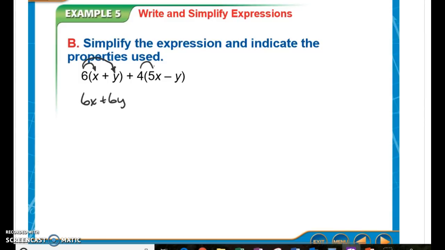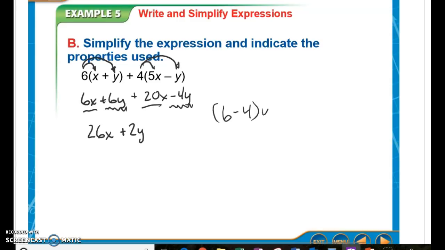and then multiply this one. 4 times 5 is 20x minus 4y, and now you're going to combine like terms. So the 6x goes with the 20x. 6 plus 20x is 26x. And then the 6y is going to go with this minus 4y. So you have to remember that's a minus. Don't lose your minuses, your negative numbers. So this is 6 minus 4, a positive 2y. So you can think of this as doing 6 minus 4 with the y on the outside.